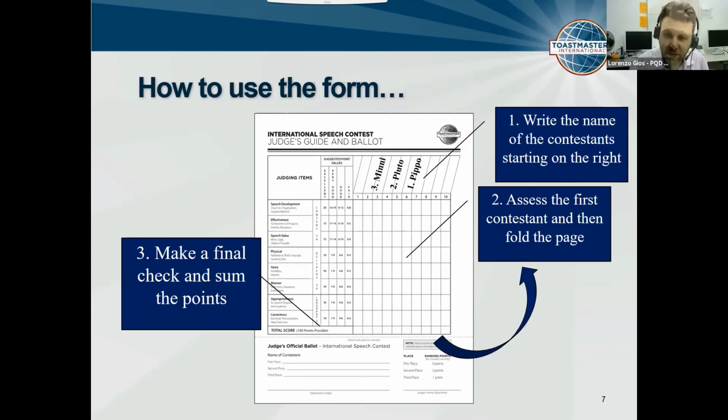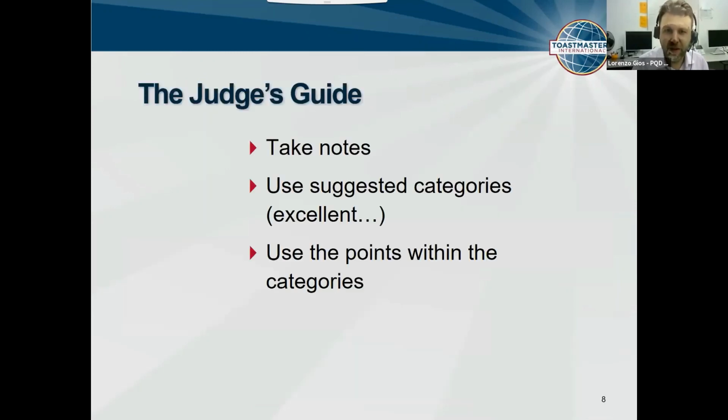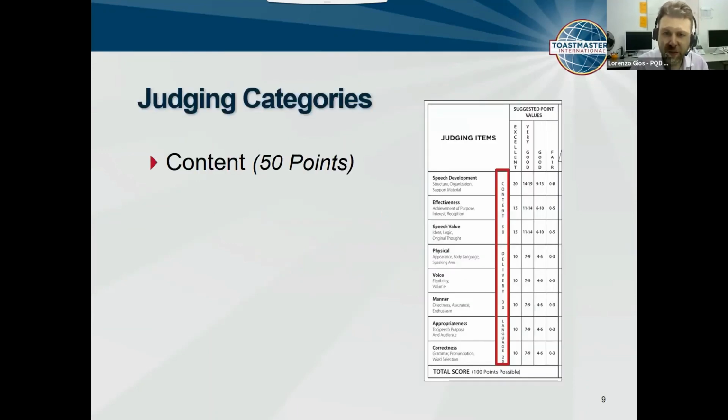So there is even a certain way to use the form suggested by Toastmasters: starting from the right, covering each vote once you've given it, and at the end doing this final sum. And then remember to sign the form, like here. Using the form is about taking notes, and there is even a sequence. First, you need to vote by category and then with points. And it's very important from a logical perspective. And what do I mean by sequence?